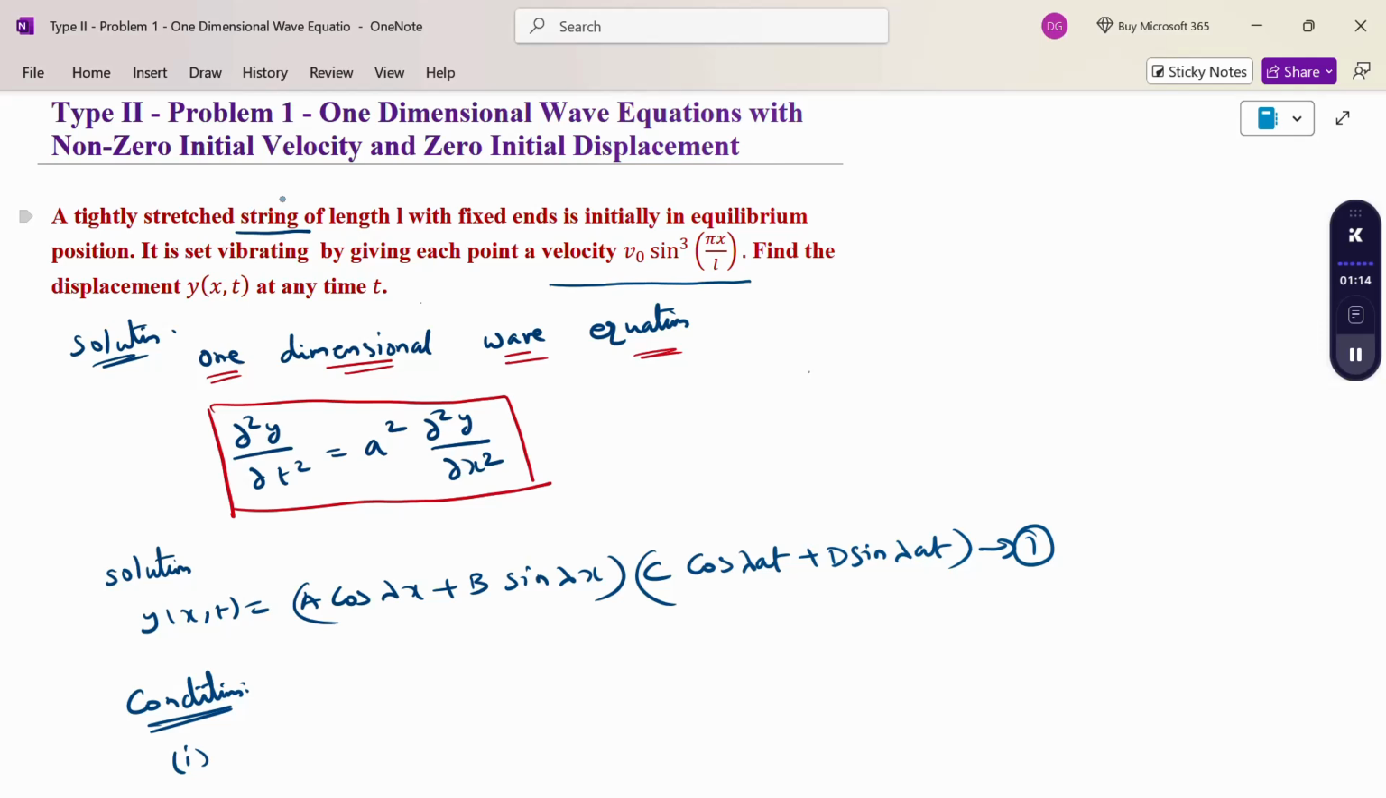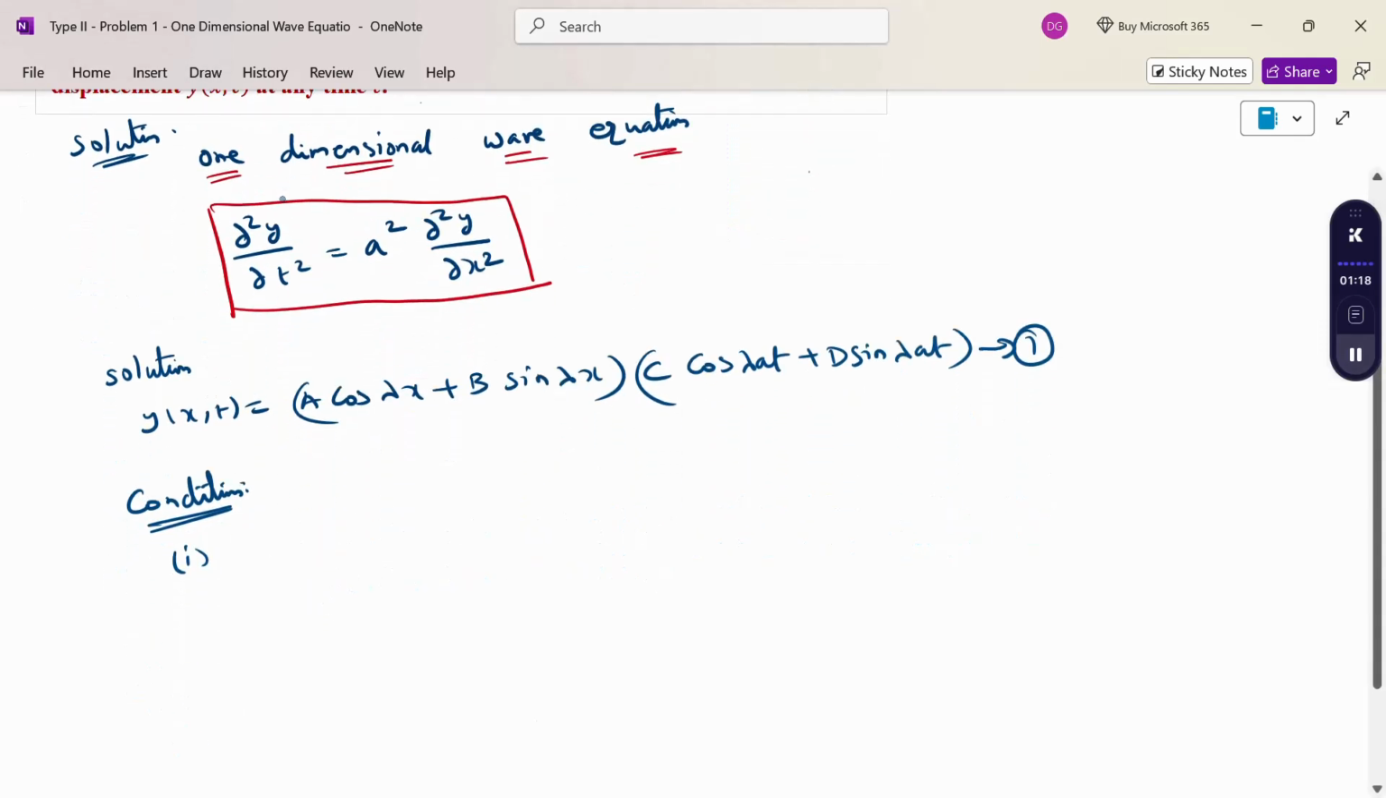Now you write the one-dimensional wave equation. We have three possible solutions, but the suitable solution is y(x, t) = (A cos lambda x + B sin lambda x)(C cos lambda a t + D sin lambda a t).